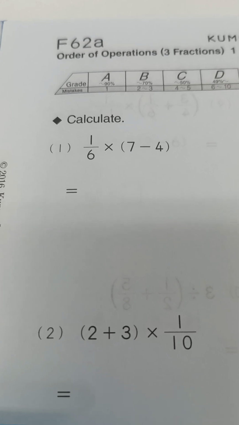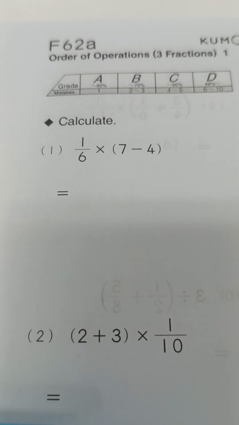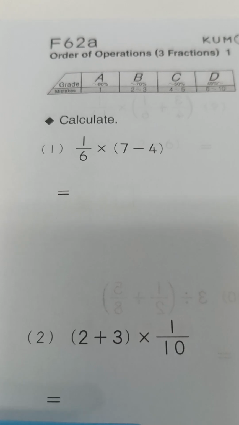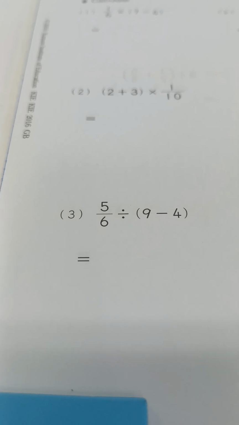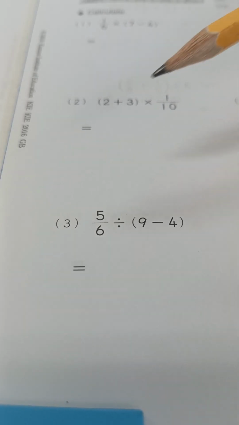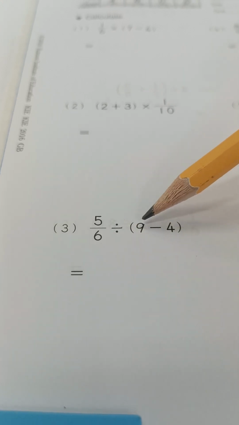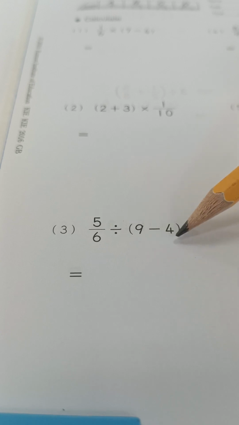Let me show you a few more examples in how to tackle the order of operations of three fractions in part 1 on page F62A. Let's do number 3 here together. So the question is 5/6 divided by bracket 9 minus 4.